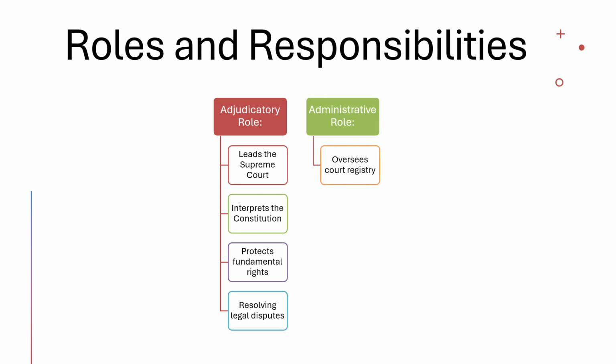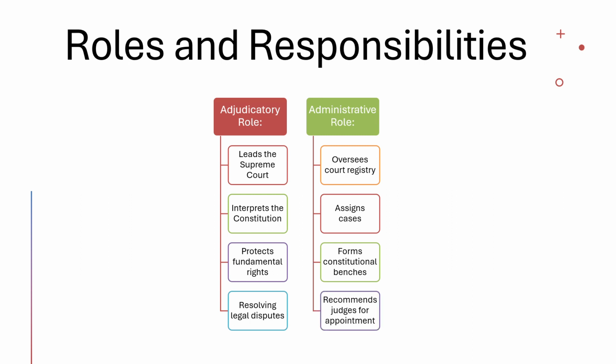In their administrative role, the Chief Justice of India manages the Supreme Court's administrative functions, including overseeing the court registry, assigning cases to different benches and forming constitutional benches to address complex issues. They also play a pivotal role in recommending judges for appointment to the Supreme Court and High Courts, leading the collegium system.